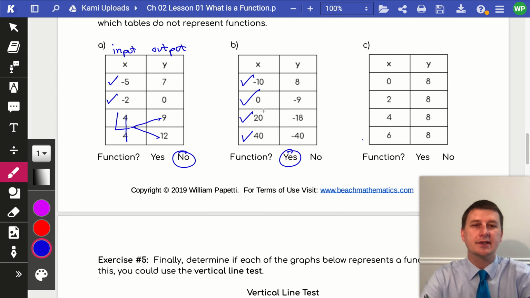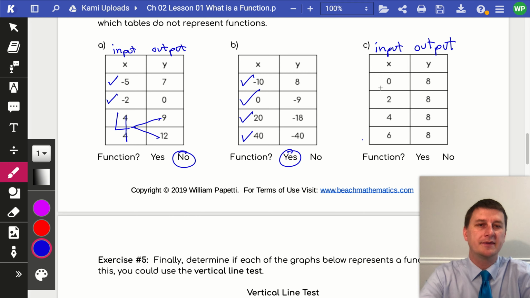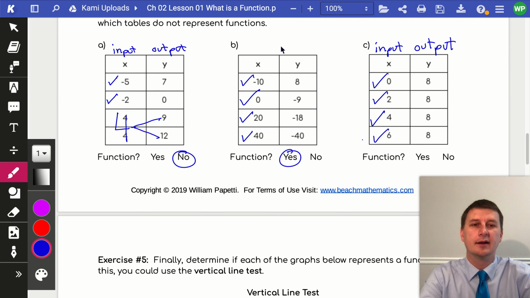And finally, in part C, we have our inputs and our outputs. And let's go down. We have 0 has an output of 8. No other zeros leading anywhere else. 2 has an output of 8. There's no other 2s. 4 has an output of 8. There's no other 4s. And 6 has an output of 8. That's okay that 4 different inputs lead to the same output. It would not be okay if the same input led to 4 different outputs. We see the difference there.